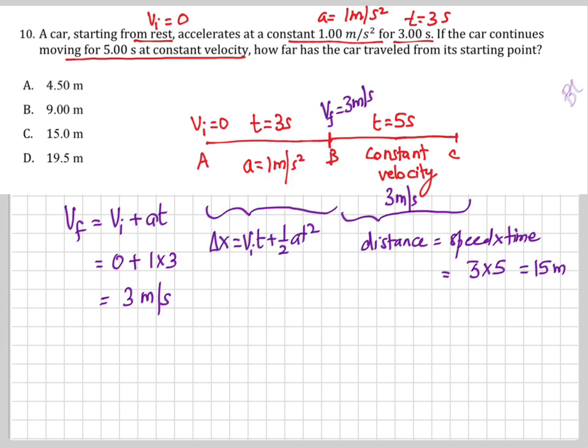Now from A to B, it is accelerating. So we'll use the kinematic equations. Delta x equal to ViT plus half AT square. We can substitute the numbers which we have got. Initially it was at rest. Acceleration is 1, time is 3, and we will get that as 4.5. So the total will be 19.5 meter.